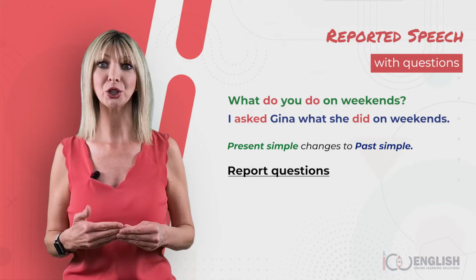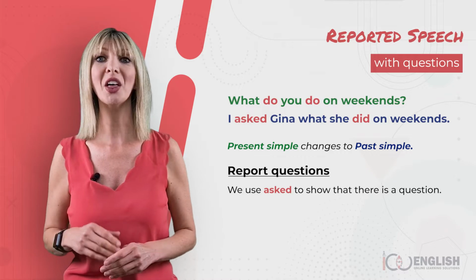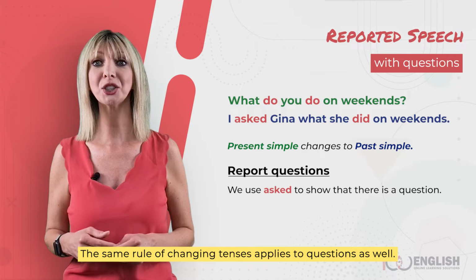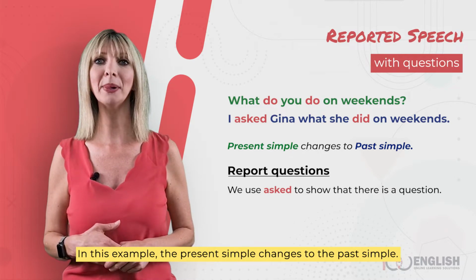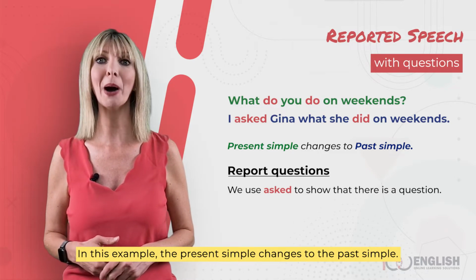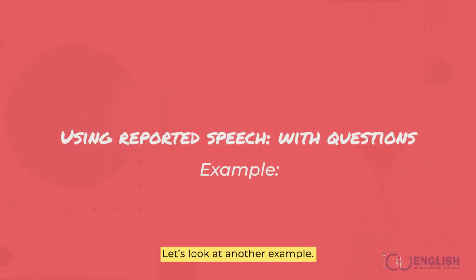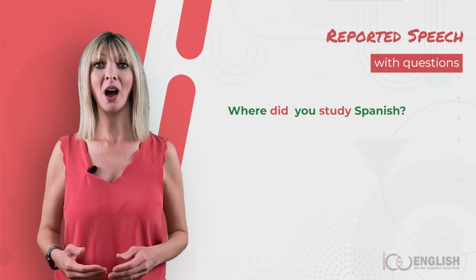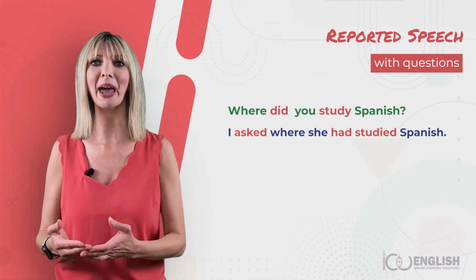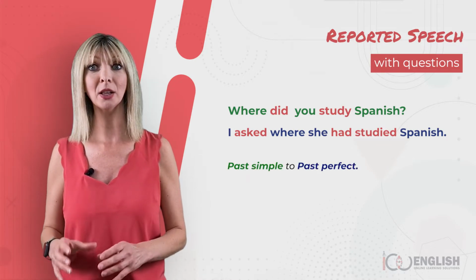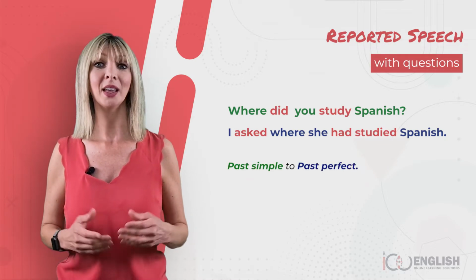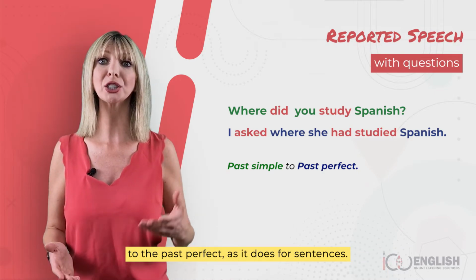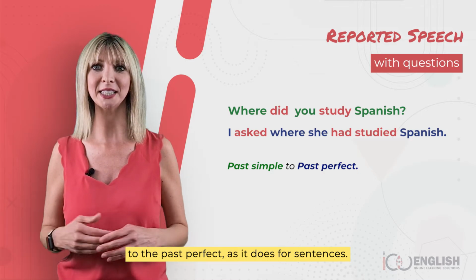When we report questions, we use asked to show that there is a question. The same rule of changing tenses applies to questions as well. In this example, the present simple changes to the past simple. Let's look at another example. Where did you study Spanish? I asked where she had studied Spanish. Past simple to past perfect. In the example, the question changes from the past simple to the past perfect, as it does for sentences.